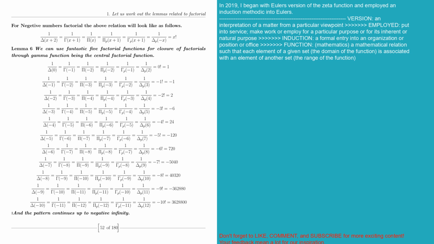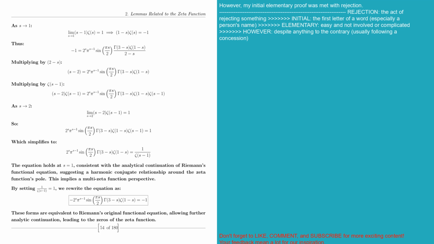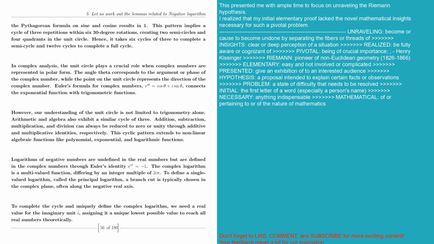In 2019, I began with Euler's version of the zeta function and employed an induction method on Euler's. I grasped why the Riemann hypothesis ought to be true. However, my initial elementary proof was met with rejection. In 2020, the world was gripped by the COVID-19 pandemic, and I found myself unemployed and confined to lockdown. This presented me with ample time to focus on unraveling the Riemann hypothesis.